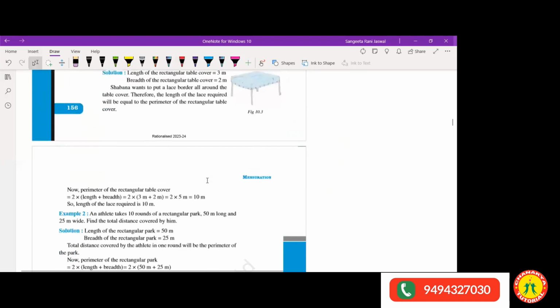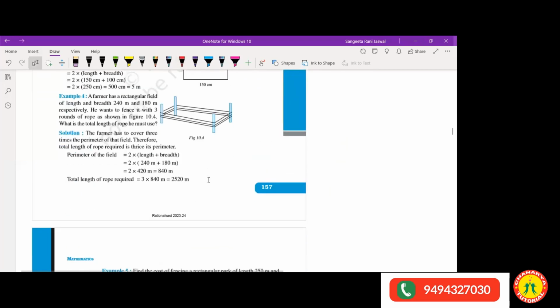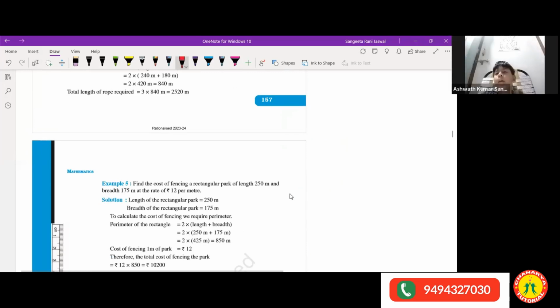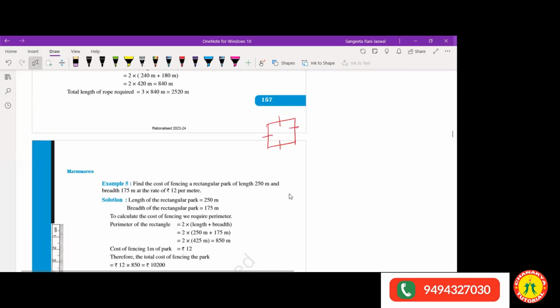And for the square, what do we have? In a square, we know that all sides are equal. So it is 4 into S. If one side is say 2 centimeters, then 2 plus 2 plus 2 plus 2, that means 2 multiplied by 4, that becomes 8 centimeters. The unit of the perimeter will be the same as the unit of the length. Okay.